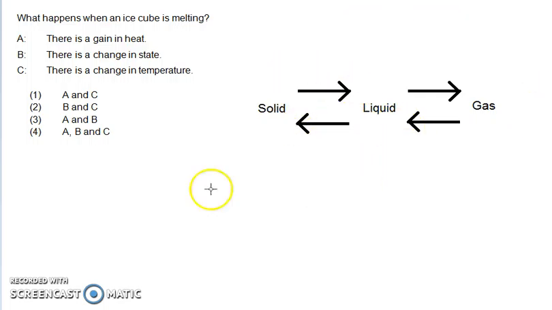Alright, now for these changes of state to happen, it is always related to heat gain and heat loss. So what do solids need in order to become a liquid? They need to gain heat. And there it is. Likewise, when liquid becomes solid, the opposite must happen. That means the liquid water must lose heat in order to become solid ice.